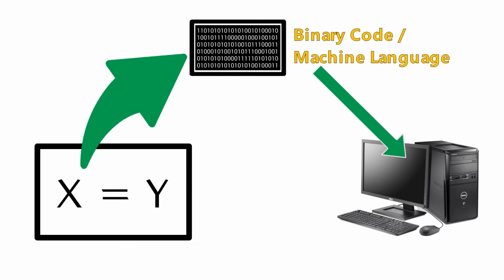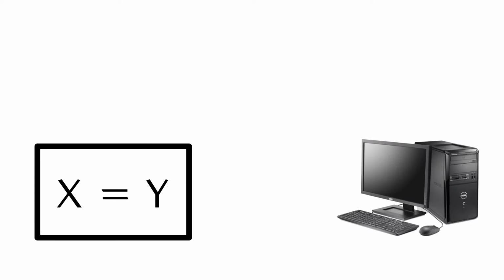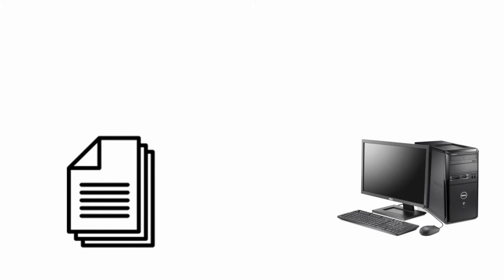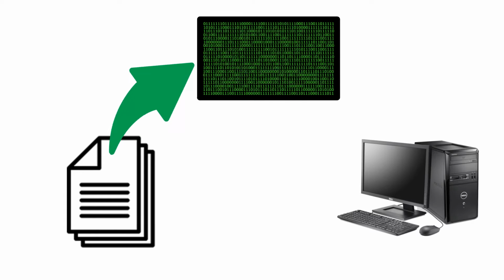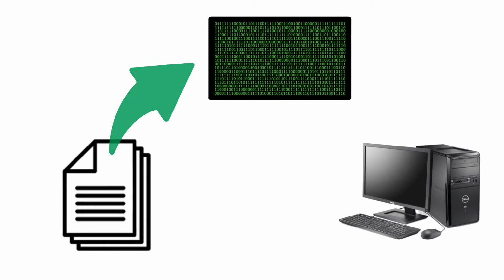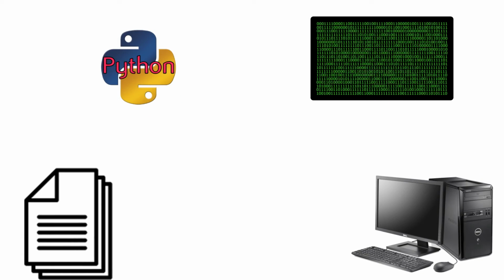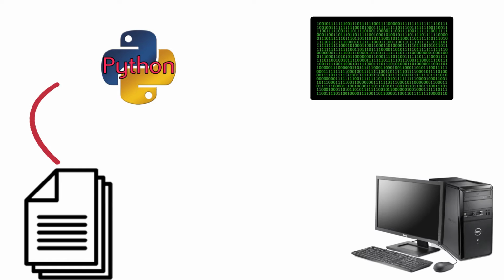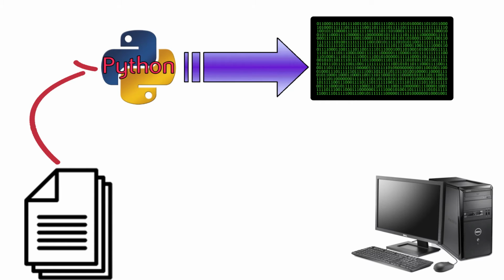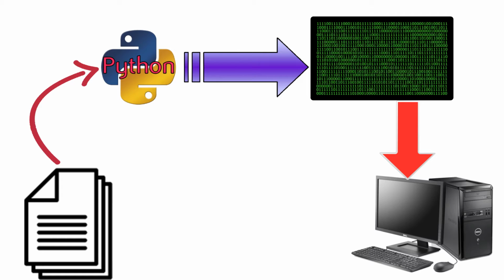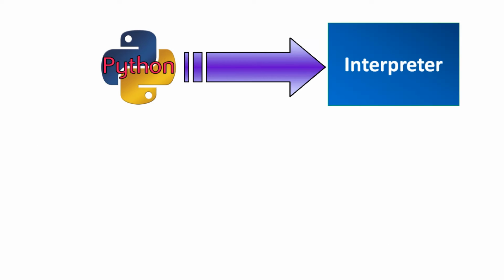But it is very difficult for us to translate such sentences into binary codes. And if we are talking about large programs, then it is humanly impossible to translate all these lines into binary language. So, we need a translator, or an interpreter, to convert our instructions into binary. That is exactly what Python or any programming language does. Python interprets our code and converts it into a binary code that the machine can understand. That is why Python is called an interpreter.